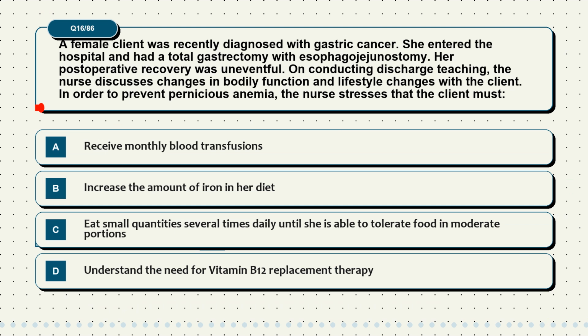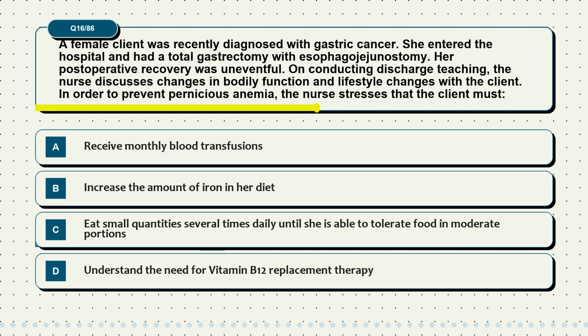Question 16. A female client was recently diagnosed with gastric cancer. She entered the hospital and had a total gastrectomy with esophagojejunostomy. Her postoperative recovery was uneventful. On conducting discharge teaching, the nurse discusses changes in bodily function and lifestyle changes with the client. In order to prevent pernicious anemia, the nurse stresses that the client must.